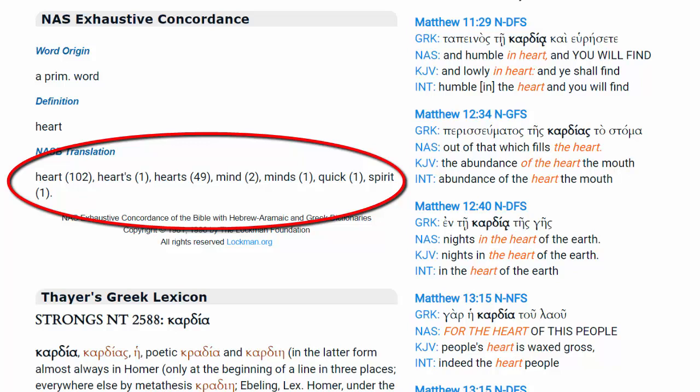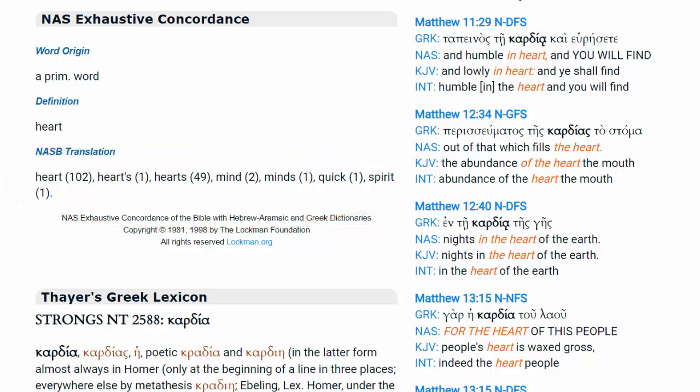Well, we find here under NASB translation, New American Standard Bible translation, this is a little more useful because it gives us a sense of the distribution of the various range of meaning choices within this particular New American Standard Bible version. So, of the various quantity of times it shows up in the Greek New Testament, 102 times it is translated there with the word heart.